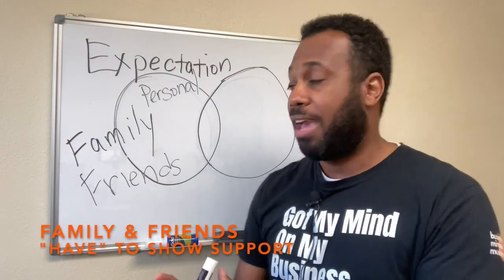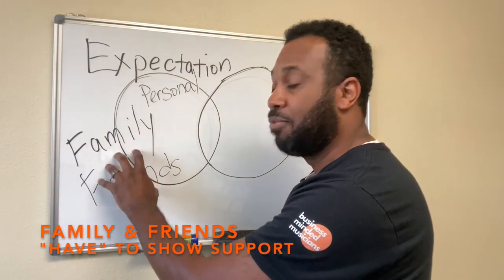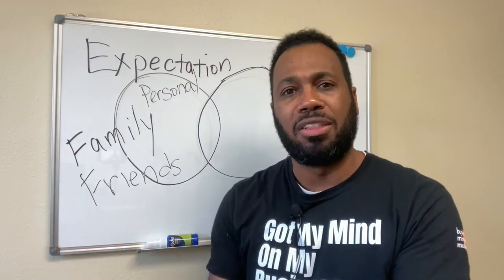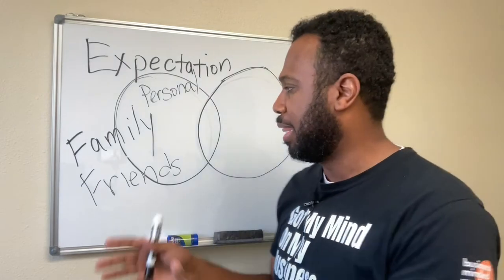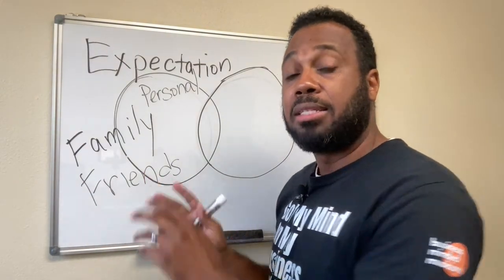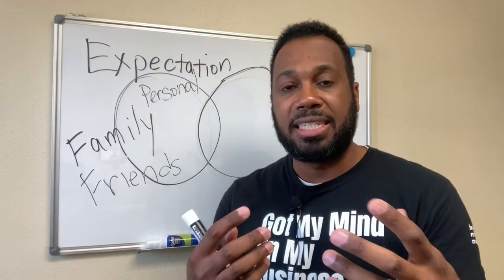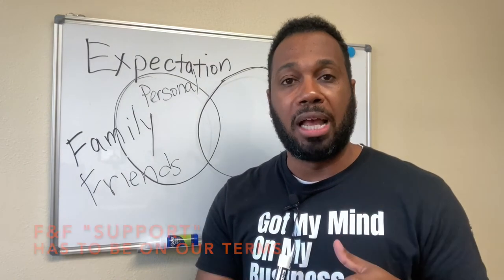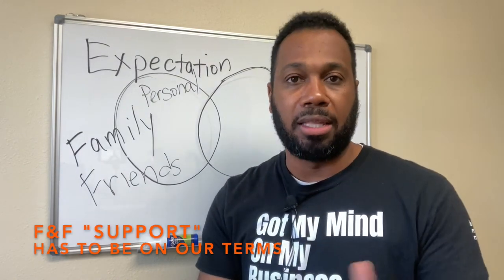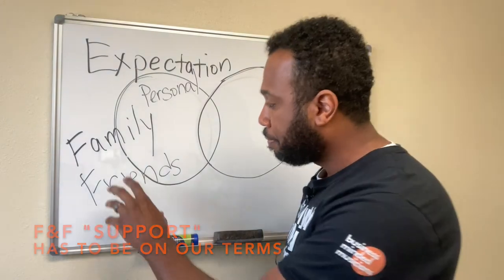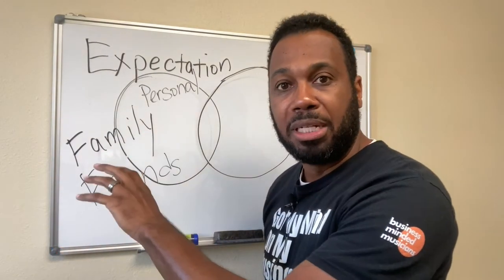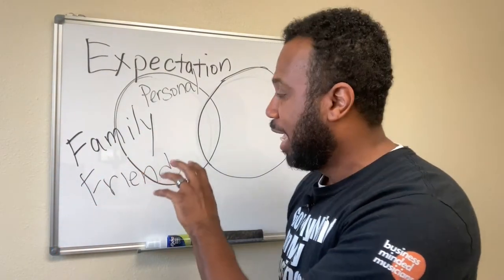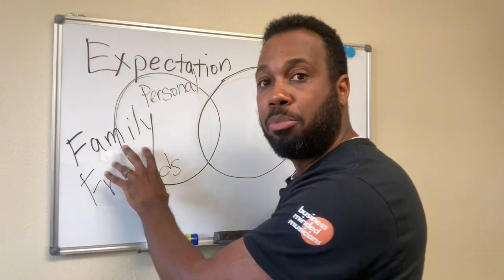There's two things that happen here in terms of expectation. One, we have the expectation that family and friends have to support us, that there's this unspoken, unwritten rule that they should show us support. And the second thing is that we have this idea that they should support us in the ways that we think that they should support us. So if our family and our friends aren't coming to shows, if they're not buying merch, if they're not doing these things, then we say that they're not supporting us.